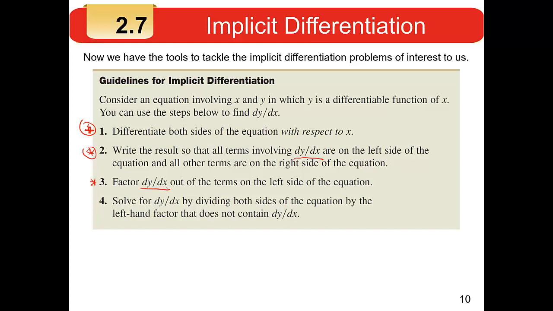I'm saying the left side of the equation because that's the way most people do it. They put the dy over dx term on the left side. And once you get dy over dx isolated as a factor by factoring it out of all the terms, then you can solve for it by dividing by whatever is multiplied by the dy over dx.